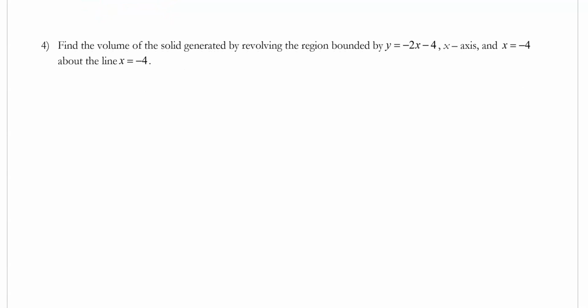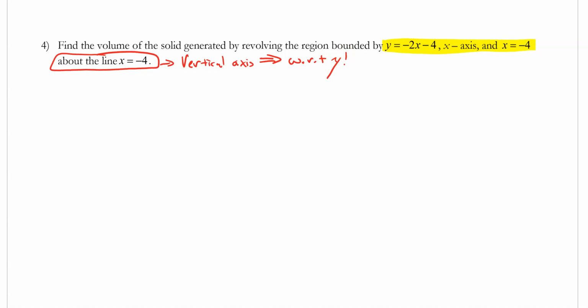It says find the volume of the solid by revolving the region bounded by these 3 things. So we're bounded by these things right here. Okay, and we're going to spin it, or rotate it, about the line x equals -4. So again, we have a vertical axis. So that means we're going to work with respect to y. Okay, let's just go ahead and draw our picture here though.